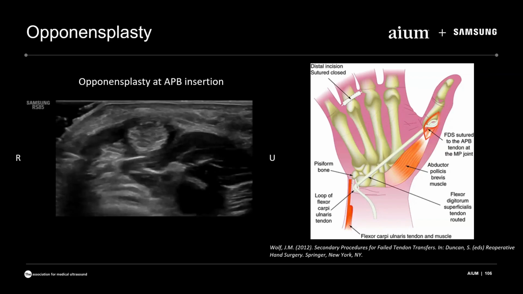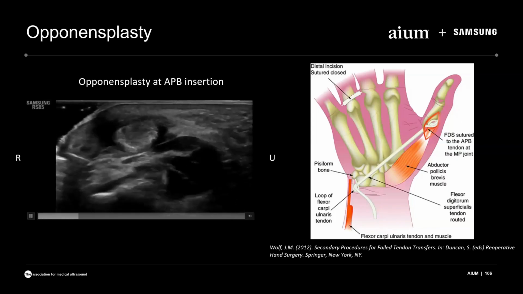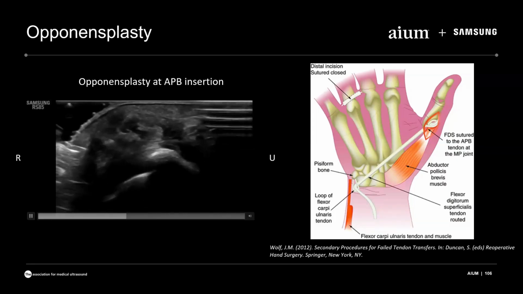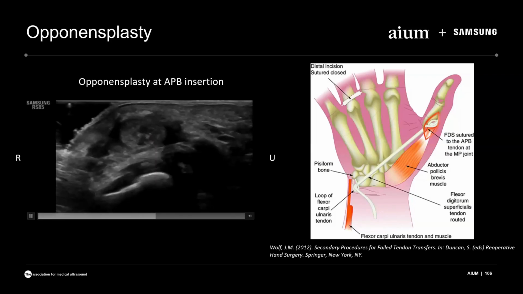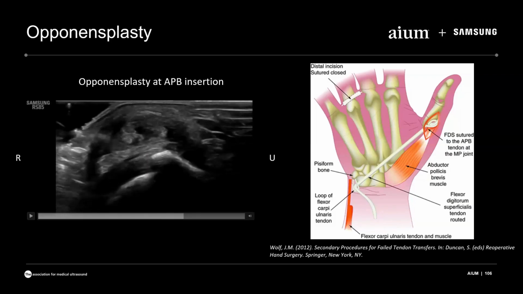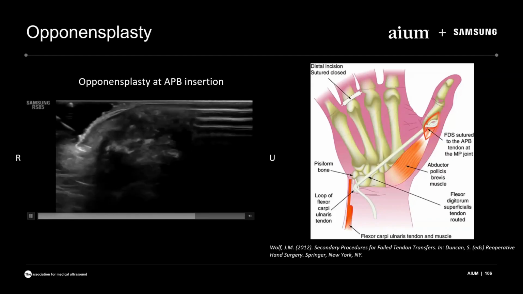And then this final cine, so we're right here in short axis. I'm going to scan right up until the insertion. So here the tendon looks good. We continue to follow it, looks good. Uh-oh, what's that? There's this hypoechoic or anechoic cleft there. And that tells us that there's a partial thickness tear of the opponensplasty tendon at the insertion.